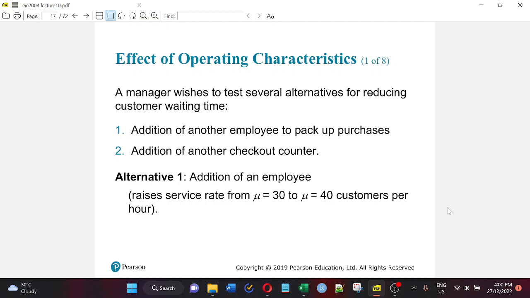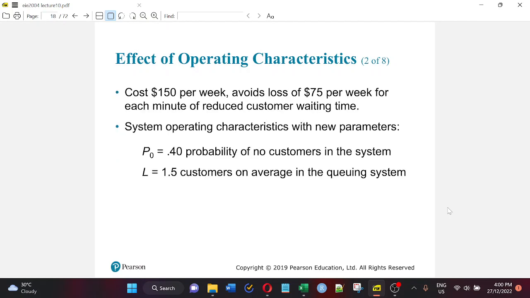So now let's look at the first alternative. By adding another employee to help with the packing, they can raise the service rate from 30 to 40, which means that instead of serving 30 customers in an hour, they can serve 40 customers in an hour. But it costs an additional $150 per week. However, they can avoid losing $75 per week for each minute of reduced customer waiting time.